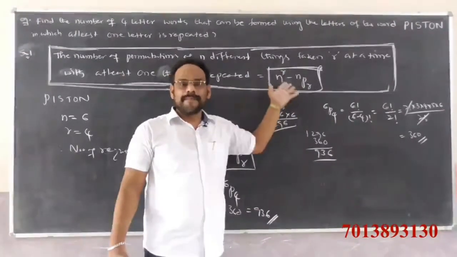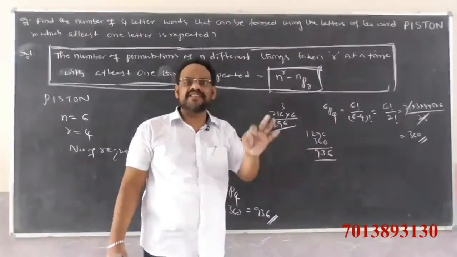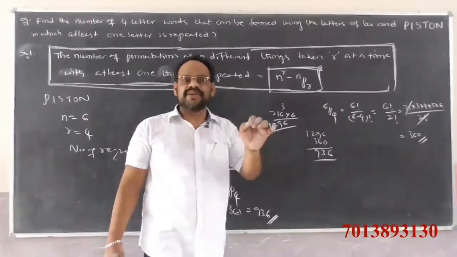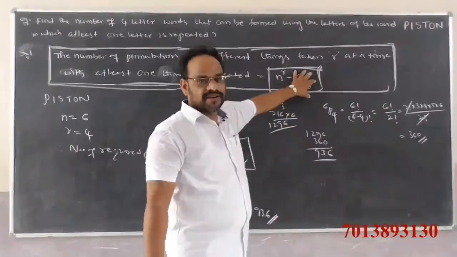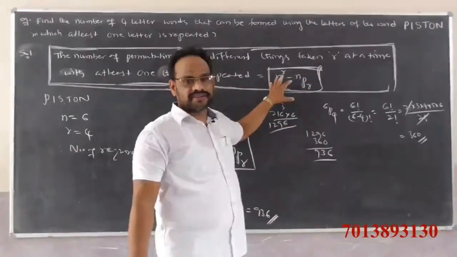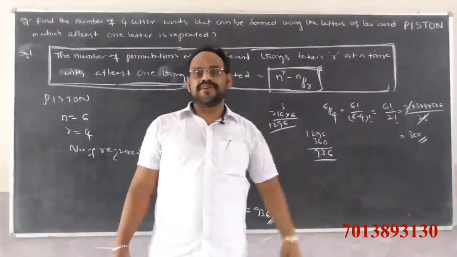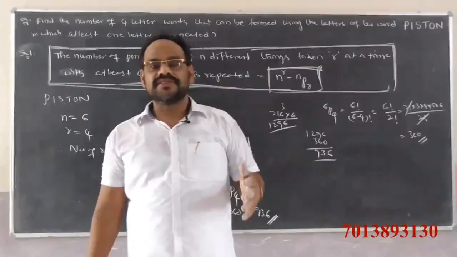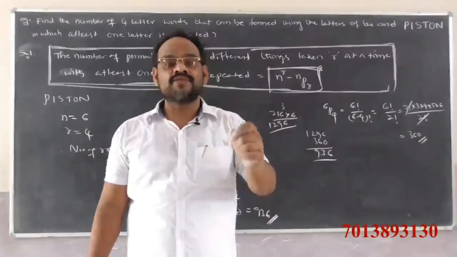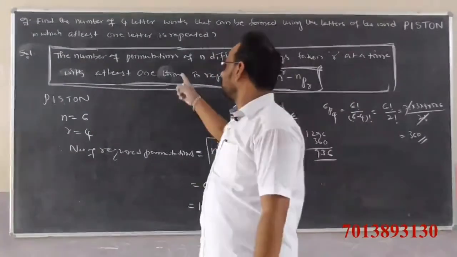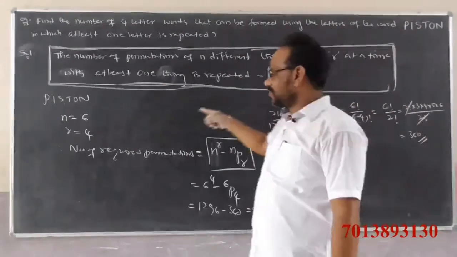n power r minus nPr, where nPr means the number of permutations of n dissimilar things taken r at a time when repetition is not allowed. If you subtract nPr from n power r, we get the number of permutations of n different objects taken r at a time with at least one thing repeated: n power r minus nPr. So we use this concept here.